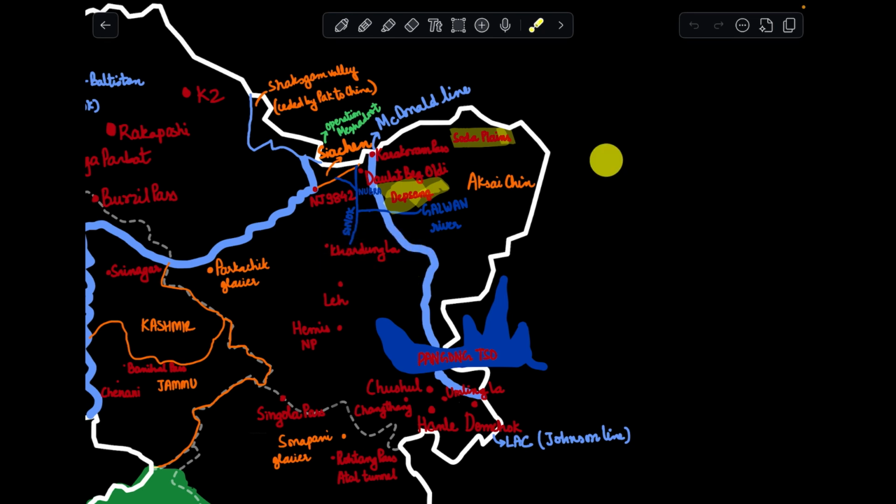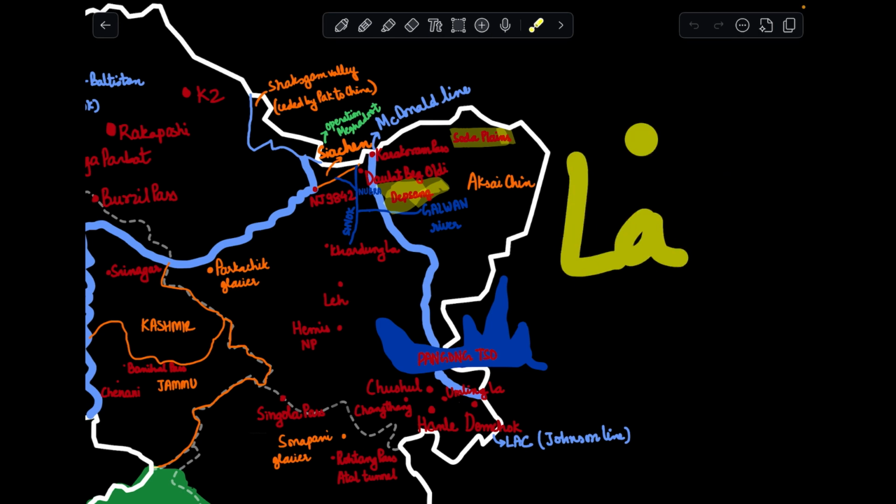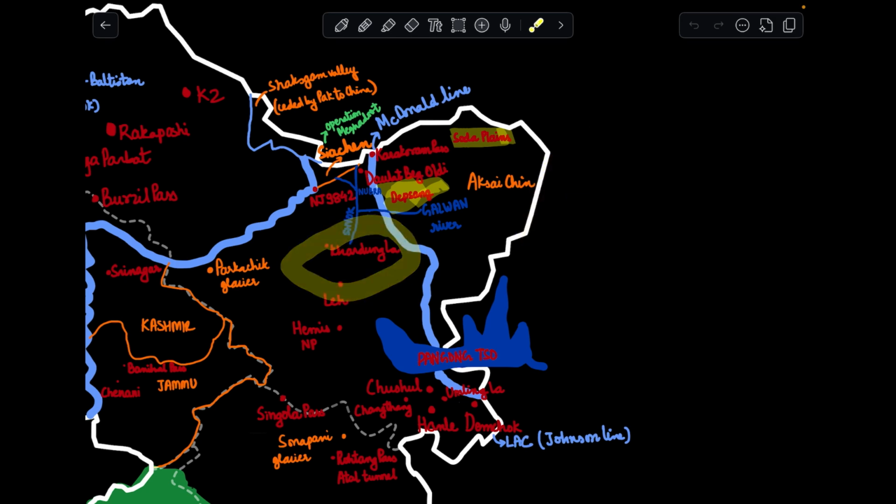So passes are like, since these are the mountain ranges, in order to cross them, you have this area right over here. So this is a pass, and La means pass in the Tibetan language. So Khardungla means Khardung Pass. So we have the Karakoram Pass over here, and then the Khardungla, as I told you.